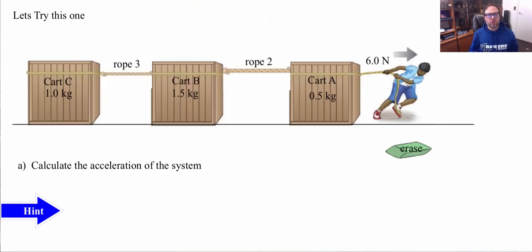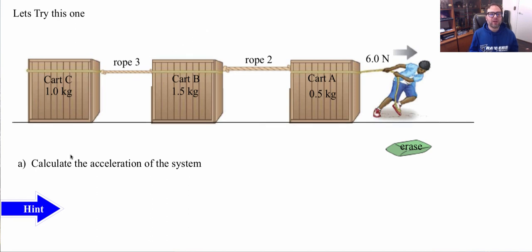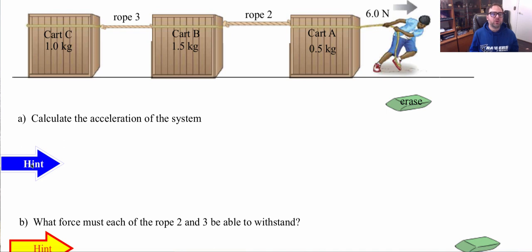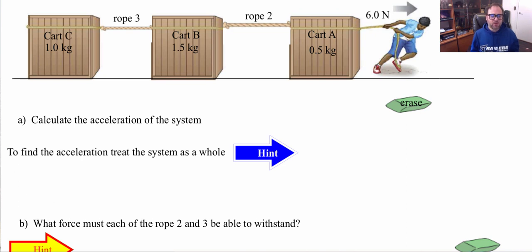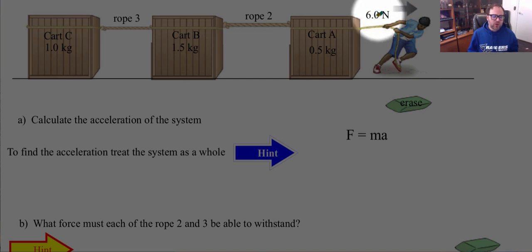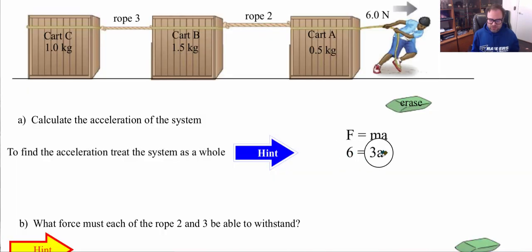So in our last example in this video, we are going to be dealing with a system that involves masses and tension and rope. So we want to calculate the acceleration of this system. So my first hint is we need to find the acceleration and treat the system as a whole. So in this case here, I have 3 carts which we have to add the masses to. So I'm going to use Newton's second law again, where we have force is equal to mass times acceleration. We know my force is equal to 6, and my 3 masses is equal to 3 combined, so I get 6 is equal to 3 times A. We end up getting a total acceleration of 2 meters per second squared.